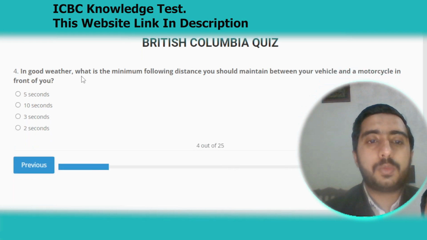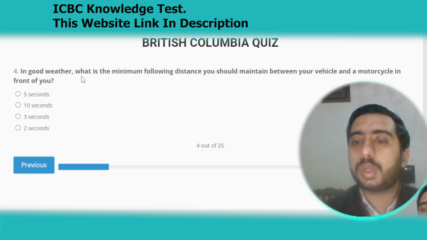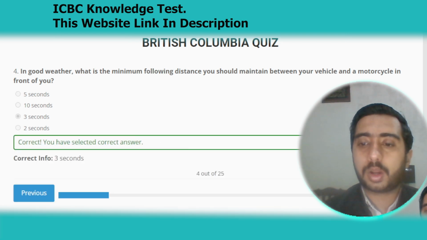Next question, question number 4. In good weather, what is the minimum following distance you should maintain between your vehicle and a motorcycle in front of you? The correct answer is 3 seconds. Option C is the correct one.